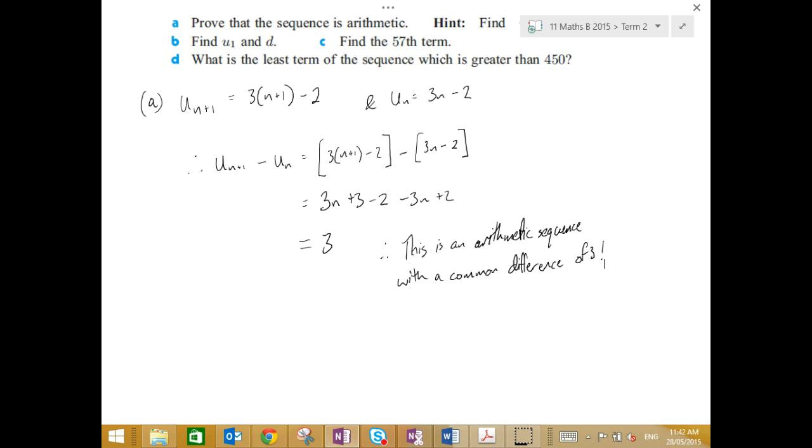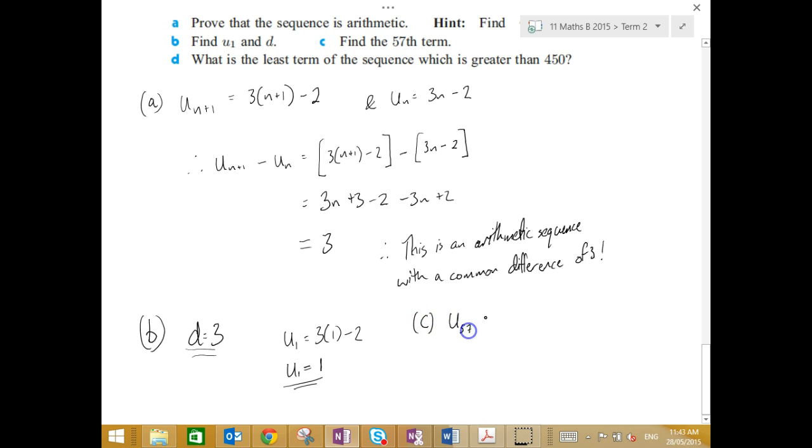Find u1 and d. Well, we've already found d, haven't we? We found the difference between consecutive terms was 3, so that's easy. And find u1. Well, u1 is also easy. u1 equals 3 times 1 minus 2, using our un equals 3n minus 2. Substitute 1 in for n. So u1 is equal to 1. Okay? Not too bad.